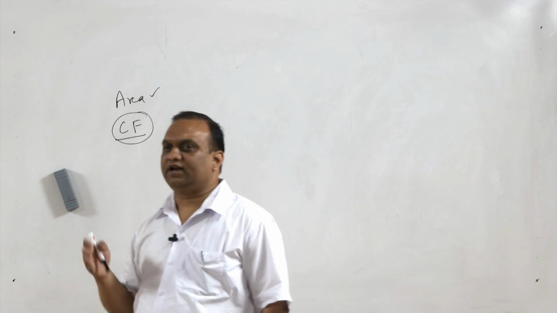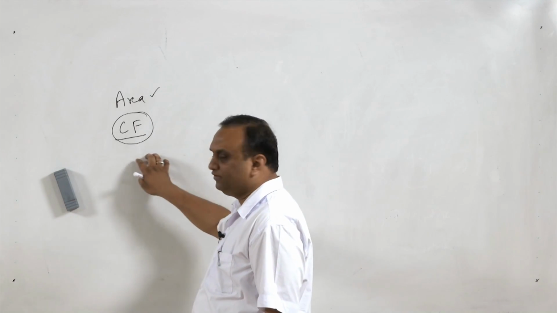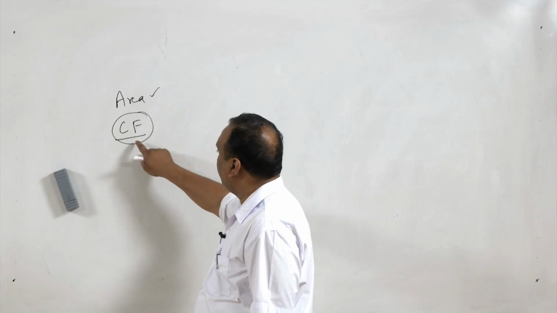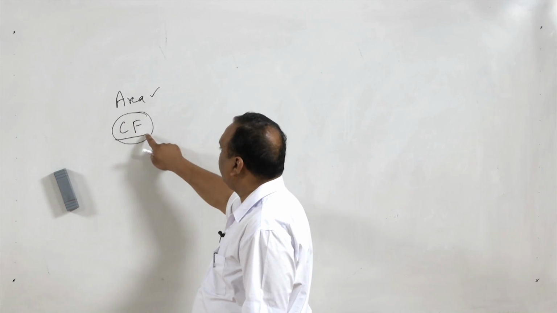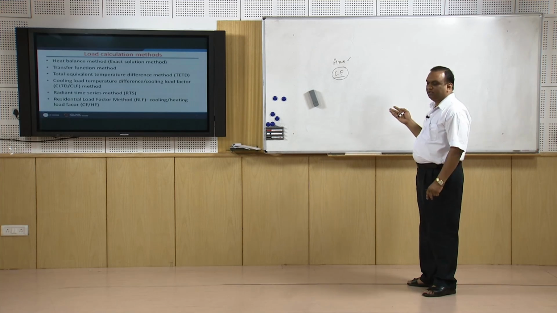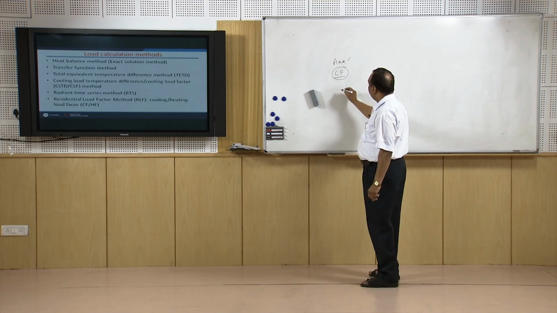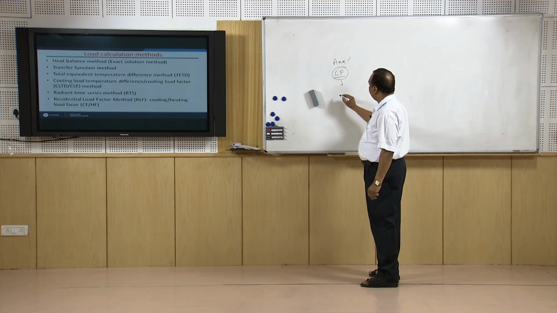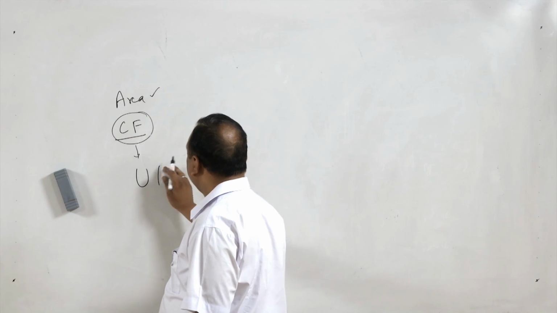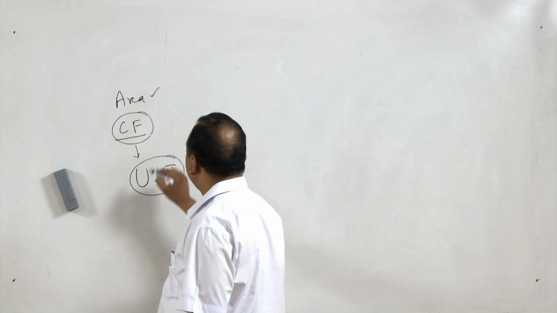There are n number of different tables, and from these tables you just keep on putting in the features of the building, and you will get a cumulative cooling factor. Just the cumulative factor multiplied by the area, and you will get the cooling load of the building. And this CF is nothing but the product of U factor and delta T.